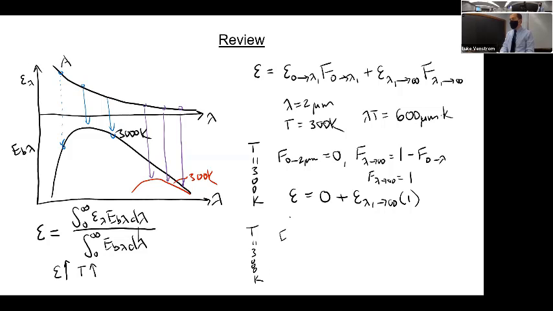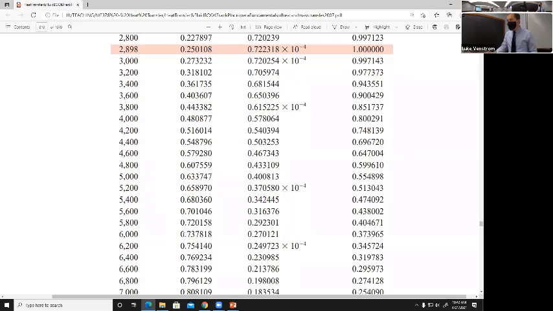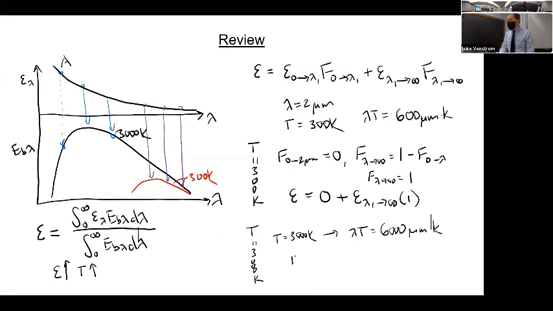So if we kept going with that, if we wanted to look at 3000 Kelvin, we have to do the same calculation. So now T is equal to 3000 Kelvin, which means lambda T has got to be 10 times bigger. So now it's 6000 micrometer Kelvin. If we go look at the table, here it is. The fractional emissive power in the first band is like 0.74. So F 0 to lambda was 0.74, which means F from lambda to infinity has got to be 1 minus that, so that would be 0.26.